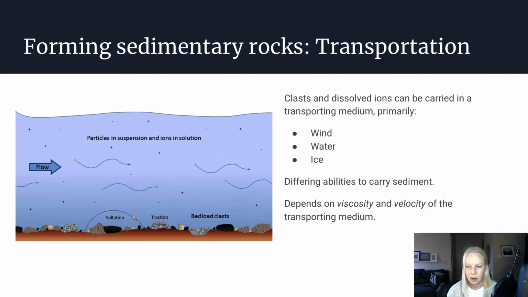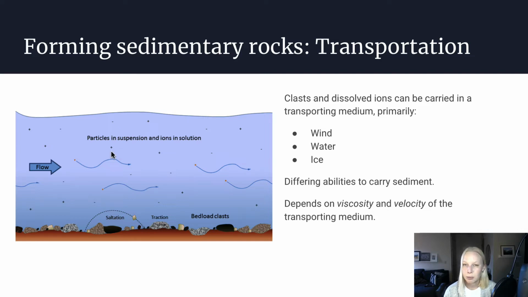The ability of that transporting medium to carry those sediments really depends on the viscosity and the velocity of that medium. Viscosity being the material's resistance to flow, so something that's really viscous is really resistant to flow. Something like honey or molasses, if you're familiar with the phrase "slow as molasses." So that's a very viscous material. And then velocity is sort of the speed at which that medium is transporting material.